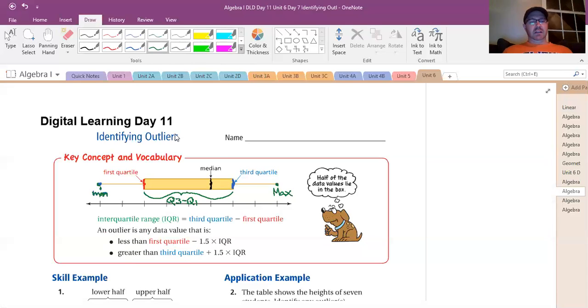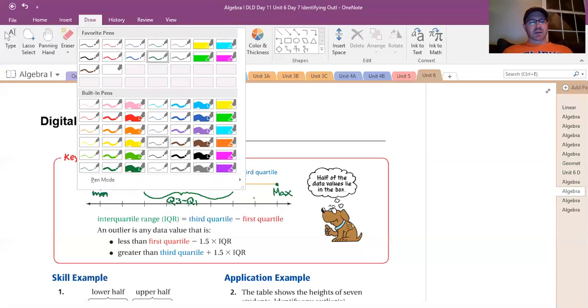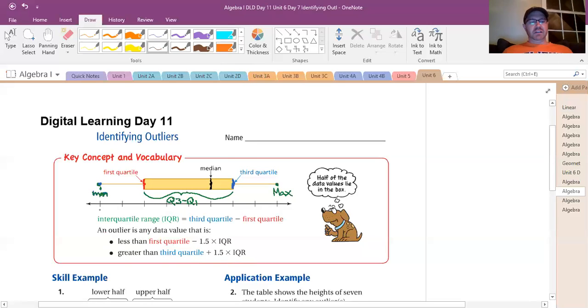Let's go ahead, and I'm going to change colors here. Let's just say that each of these dashes on the number line is a value of 1. So the difference between these, or the IQR, is going to be 1, 2, 3, 4. So in this box plot, the IQR equals 4. That means 1.5 times the IQR is 1.5 times 4, which is 6.